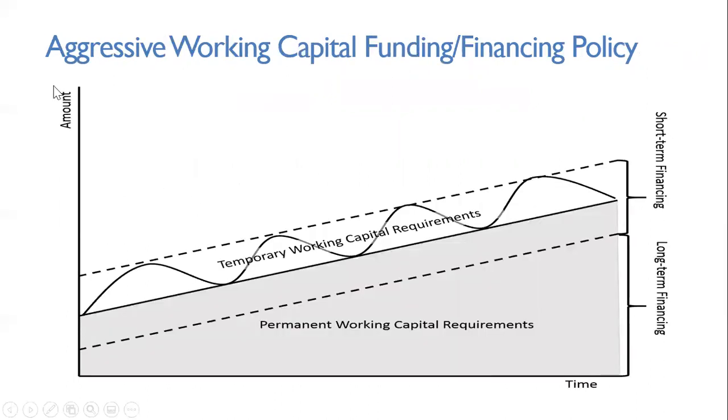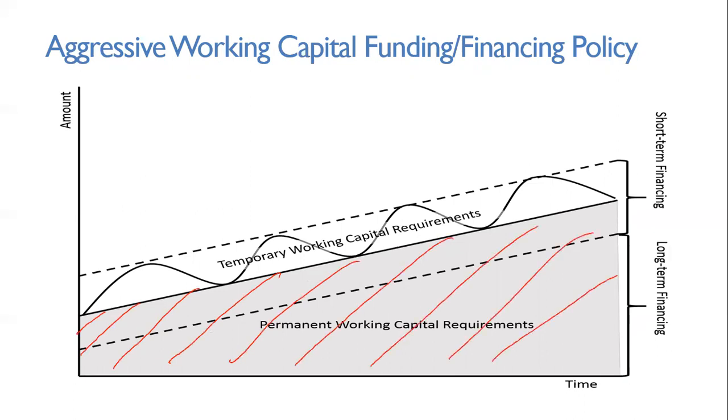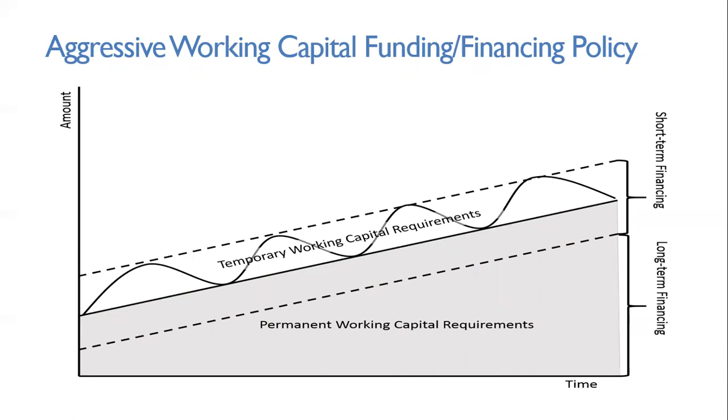So here, let's try to interpret this graph. The shaded area, this one, are the permanent working capital requirements of the company. This portion here pertains to the temporary working capital of the company, or the seasonal working capital requirements of the company.